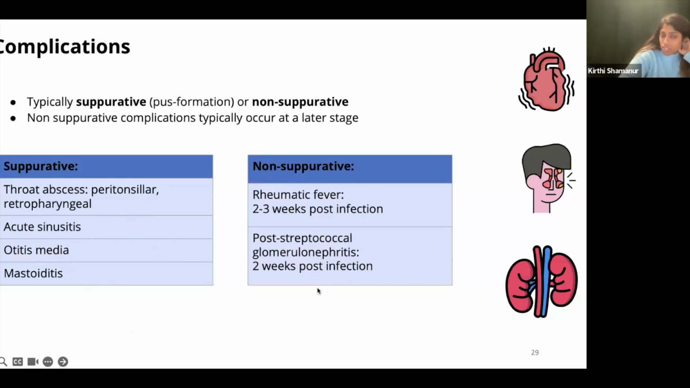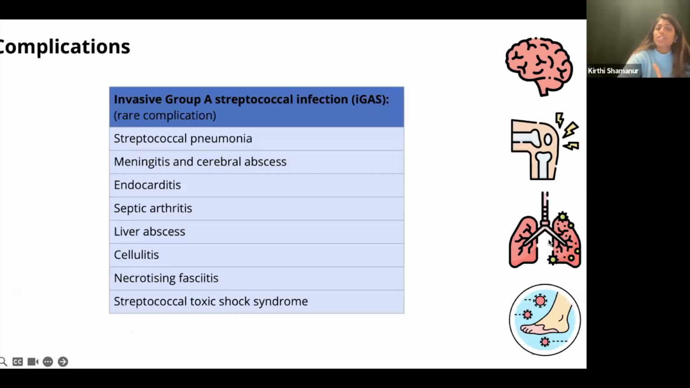And then you've got your non-suppurative ones, and those consist of rheumatic fever, including the heart, 2 to 3 weeks post-infection, not something you see as much nowadays, thankfully, and post-strep glomerulonephritis, also 2 weeks post-infection. Then there are the more invasive group A strep infection complications, some rarer but very severe: streptococcal pneumonia, meningitis and cerebral abscess, endocarditis, septic arthritis, liver abscess, cellulitis, necrotising fasciitis, and streptococcal toxic shock syndrome as well.